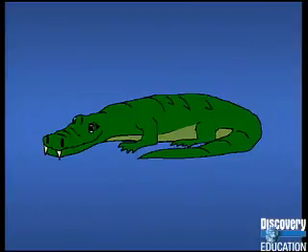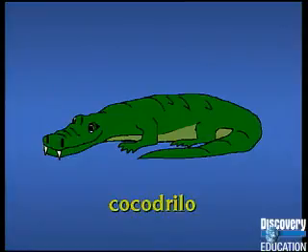Team 1. ¿Qué animal es? Raise your hand and tell your teacher. A la una, a las dos, a las tres. Cocodrilo. ¿Y a qué grupo pertenece? What group does it belong to?